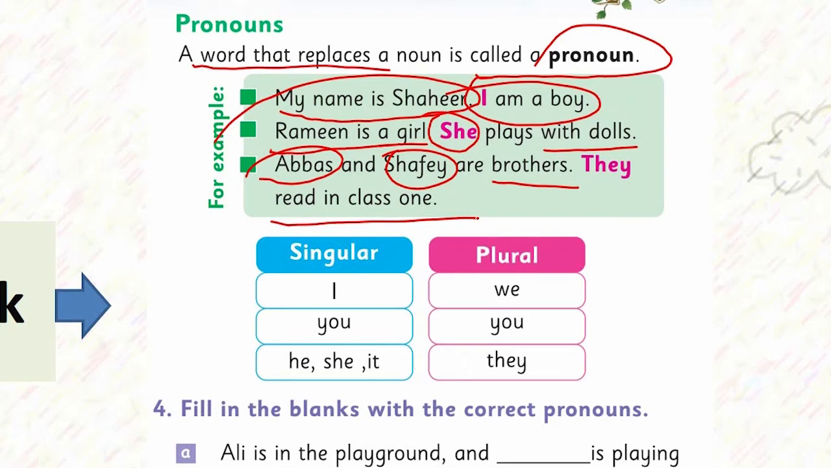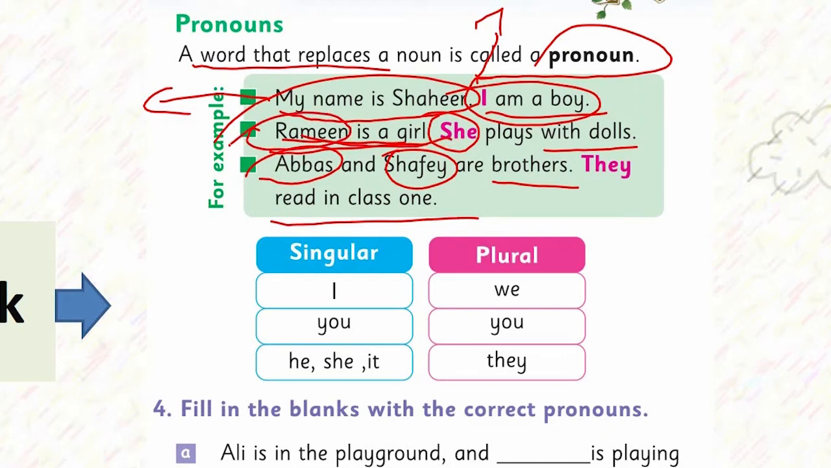As I told you, my name is Shahir. In this sentence, he introduced himself. Now, he's again talking about himself, so he will use the pronoun I here. I am a boy. And then, Ramin is a girl. She plays with the doll. Here, the she is the same person, Ramin.